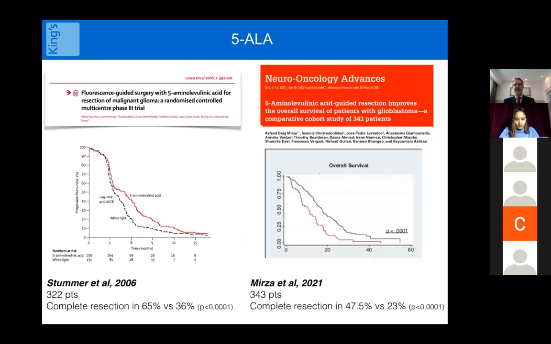And the use of 5-ALA has been demonstrated to be useful in improving the gross total resection. On the left, you can see the original randomized control trial that was done now more than 15 years ago. And on the right, data from our institution, from King's, with a recent reappraisal, again, in a real clinical scenario. And again, the overall survival is better when we take out all the tumor, and 5-ALA can help us achieving that too.